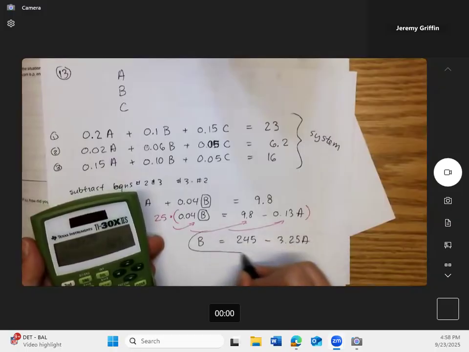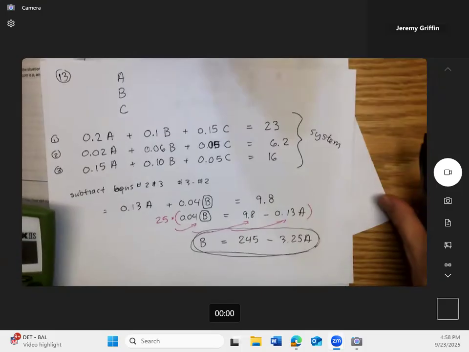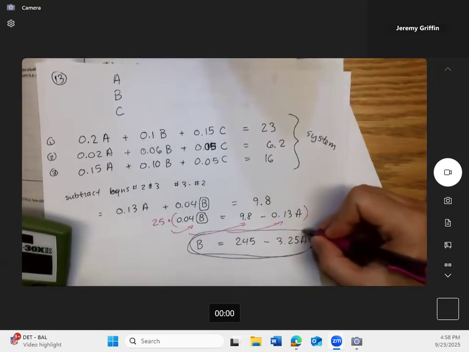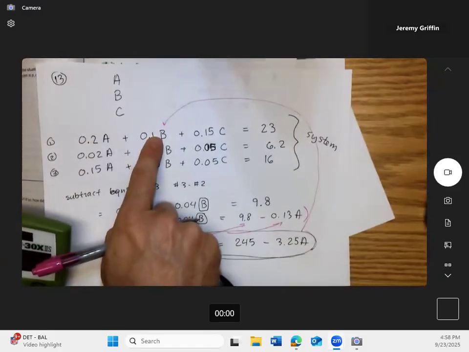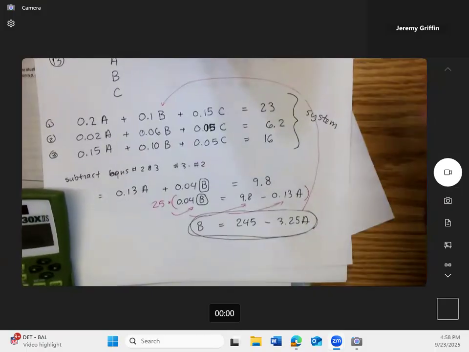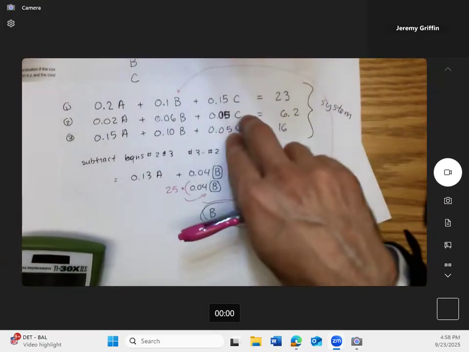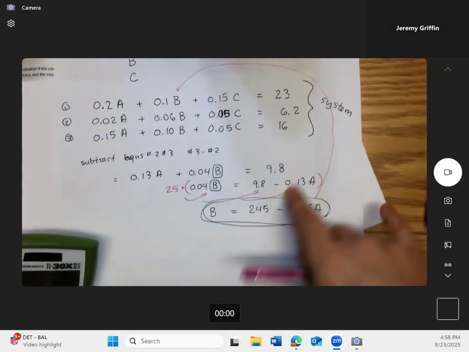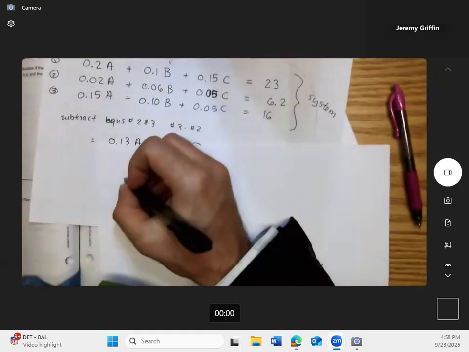So I can take this expression right here, B in terms of A, and I can substitute into this top equation. Bam, right there into that B. So you somehow interact all three expressions. I interacted the bottom two, and I eliminated the C variable. And now I have B in terms of A. I'll sub that into the top one, see what this looks like.